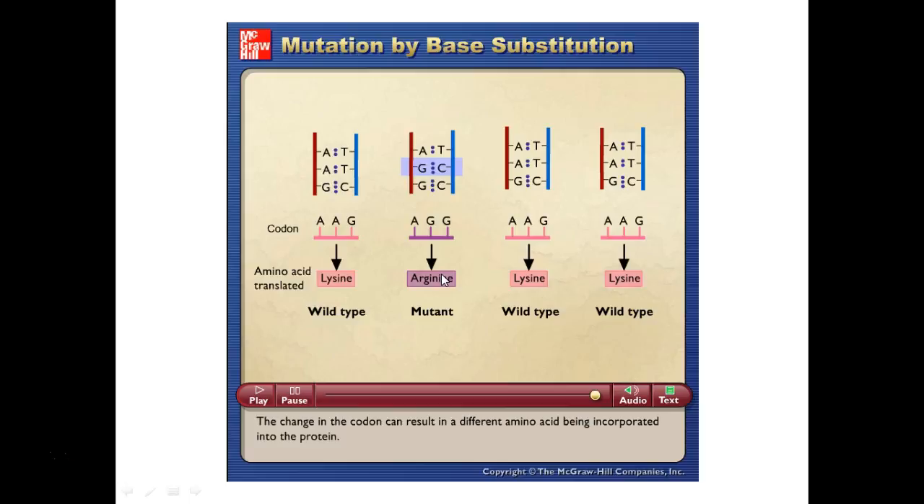Or the protein won't even fold correctly anymore because that one amino acid was really important to its folding, and it can't make its active site anymore, and now it's basically no good. Those are 3 real distinct possibilities that could happen from just changing one amino acid. One nucleotide, excuse me, that changed one amino acid.